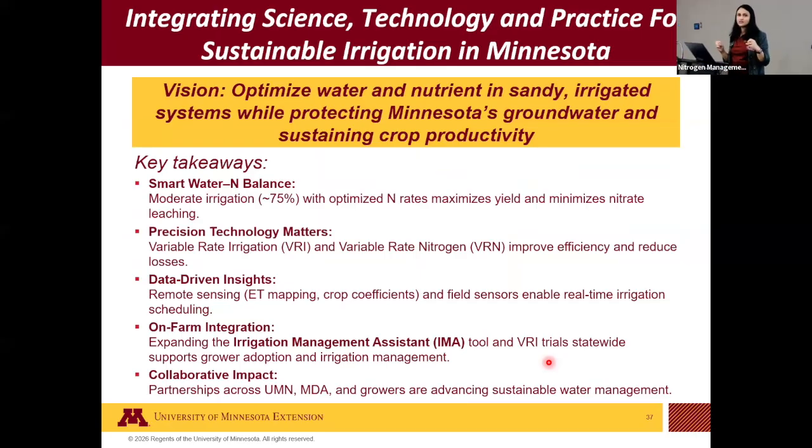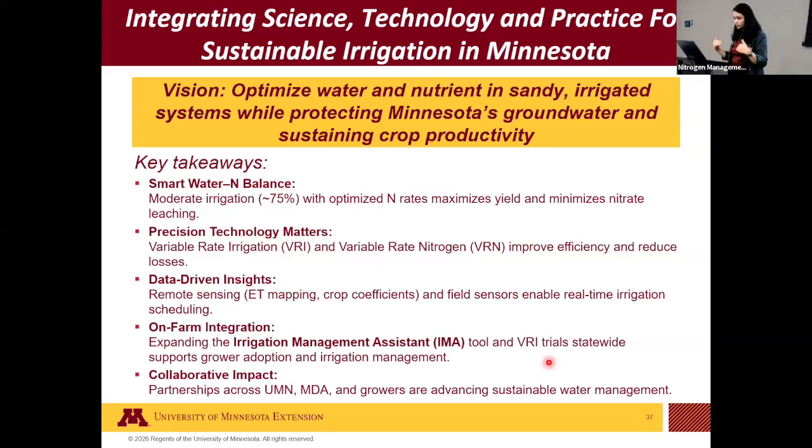Think about managing these soils in very wet years: there is a possibility of reducing that irrigation below your field capacity as well, up to 75%. Then precision management technologies like VRI are very helpful in both improving water use efficiency as well as reducing nitrate leaching losses. Remote sensing products like OpenET and other products that are available are very useful for making these irrigation management decisions, and they are available also for growers' use.